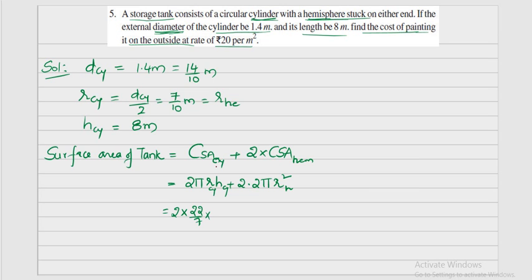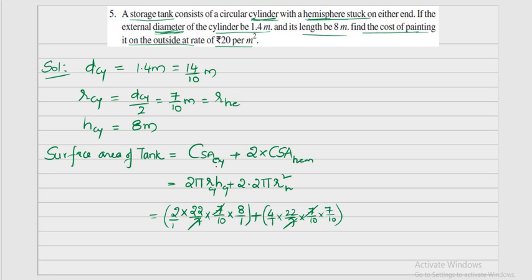So 2 into 22 by 7 into, what is the radius here? Radius is 7 by 10 into height is given as 8, so 8 by 1. For our convenience, if there is nothing in the denominator, to avoid confusion I am going to write by 1 in the denominator. The same way here also, 2 2s are 4 by 1 into 22 by 7 into, what is the radius here? Radius is 7 by 10 into 7 by 10. While substituting the values, please see that there are no mistakes. So 7 7 gets cancelled, here 7 7 gets cancelled.